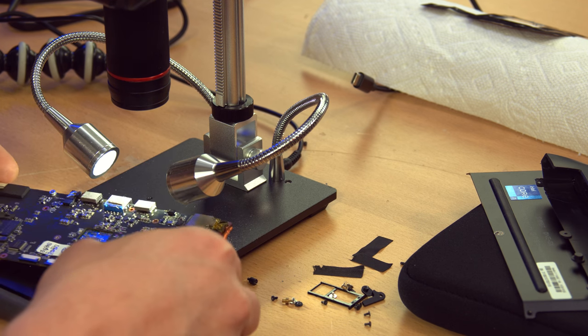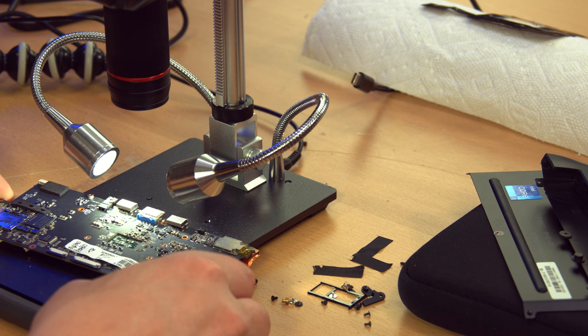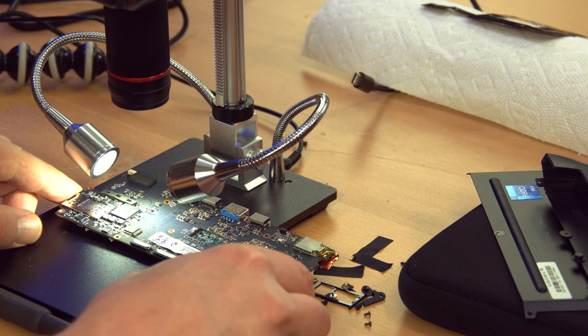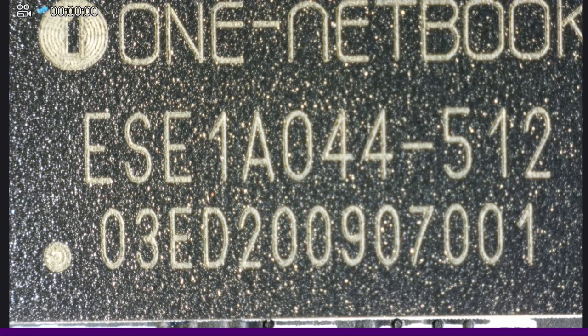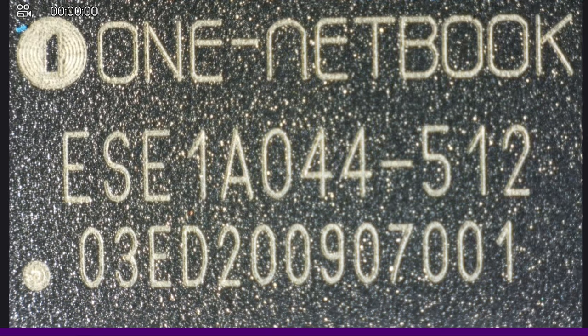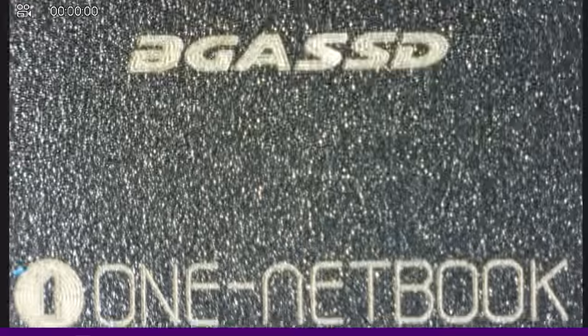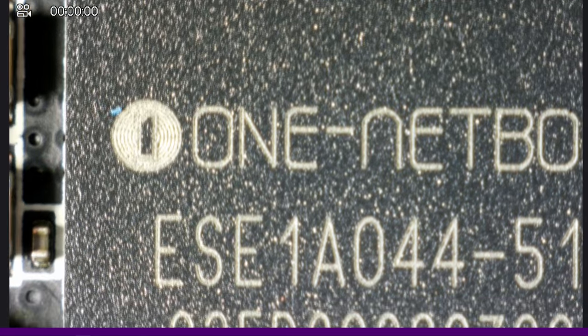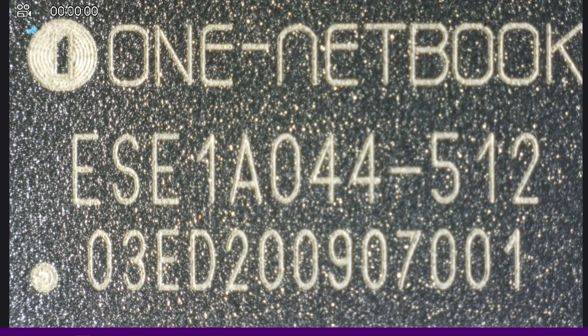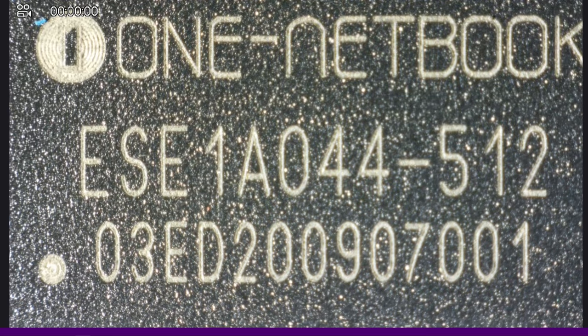Now I want to check out the back, which I'm going to assume somewhere has 512 gigs of storage. In fact, I wonder what this chip is. This is almost certainly the 512 gig flash chip, the SSD chip. It's actually branded OneNetbook on the chip itself, which is highly irregular and unexpected. And at the very top, it does say BGA SSD. So there you go. That 512 gig is absolutely soldered to the board.